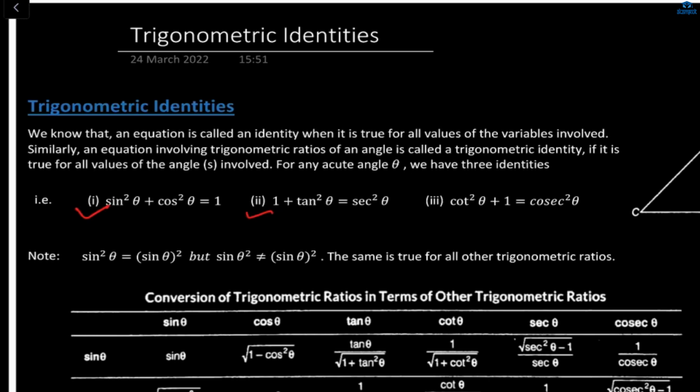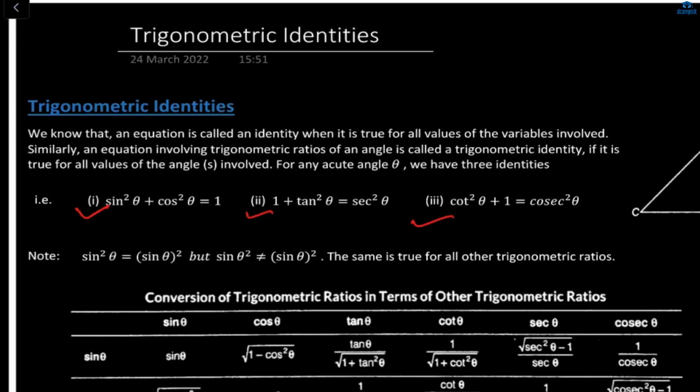Wait, I want to note it down. Okay, the first identity, everybody: sin square theta plus cos square theta is equal to 1. If you multiply, or rather divide, the whole first identity by sin square theta, what will you get? Sin square theta upon sin square theta will give you 1. Cos square theta upon sin square theta will give you cot square theta, is equal to 1 upon sin square theta, which will give you cosec square theta.